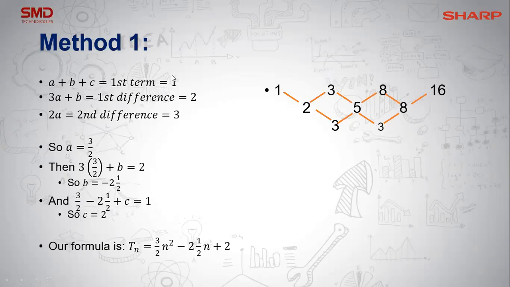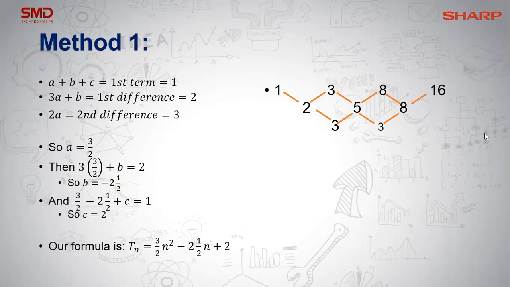So this method is just a basic substitution and solve, and you always solve from the bottom to the top. So we have 2a is equal to 3, so we know a is equal to 3 over 2. And then, of course, we substitute the 3 over 2 into our a value for this equation, and we find b is negative 2.5. And then, of course, we substitute both of those values into our third top equation and solve for C. So we get C is equal to 2, and then we put it into our formula here.